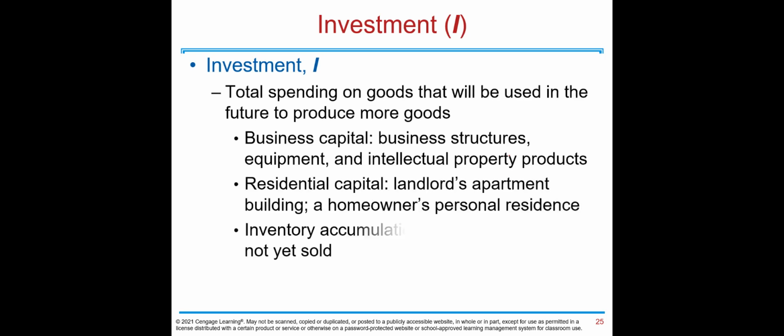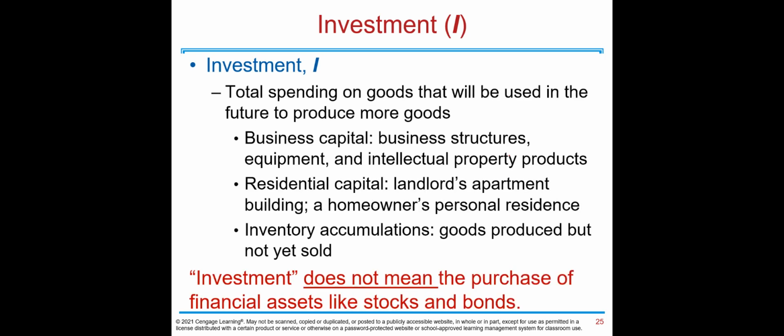The next one is investment I, which is the total spending on goods that will be used in the future to produce more goods. So this is a tricky part. Investment doesn't include stocks and bonds in economics. Investment includes total spending on goods that will be used in the future to produce more goods. For example, business capital: business structures, equipment and intellectual property products. Residential capital: a landlord's apartment building, a homeowner's personal residence. Inventory accumulations: goods produced but not yet sold.